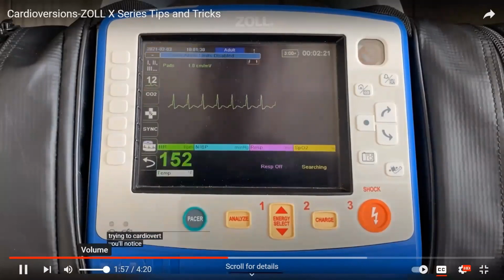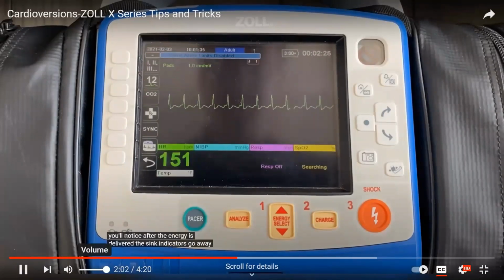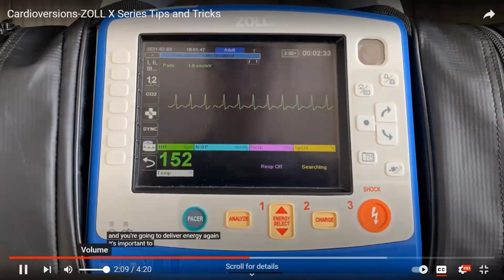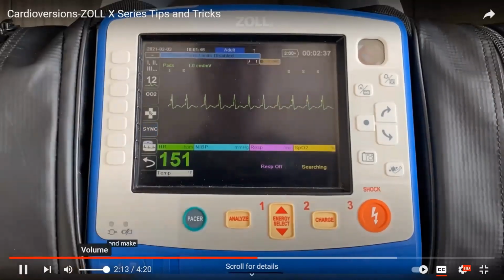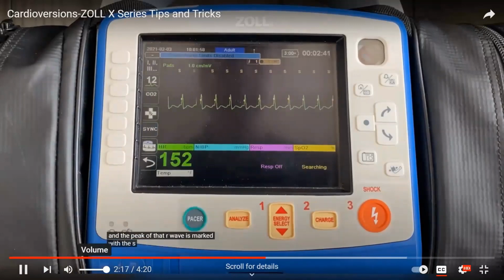You'll notice after the energy is delivered, the sync indicators go away. So if you've not successfully cardioverted that patient and you're going to deliver energy again, it's important to hit the sync button again, and make sure you see the sync flashing and the peak of that R wave is marked with the S.